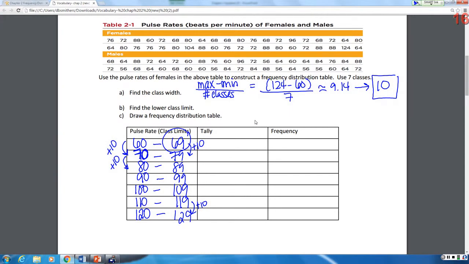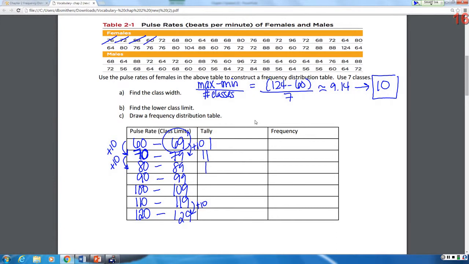Well, the first number that I have is a 76, right? Which class does that 76 fall in? Second one. I'm going to put a little tally mark. I'm going to mark it off. Where does the 72 fall? Same group. Oh, okay. That 88. Where's it go? Yeah, the third one. 60. Where does it go? First one. Y'all get the hang of this?